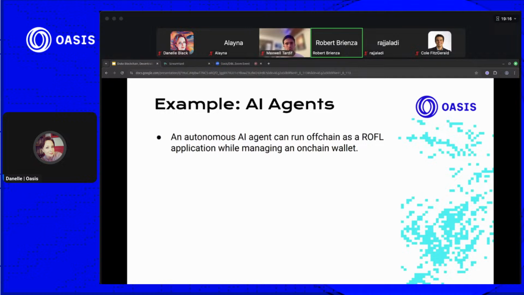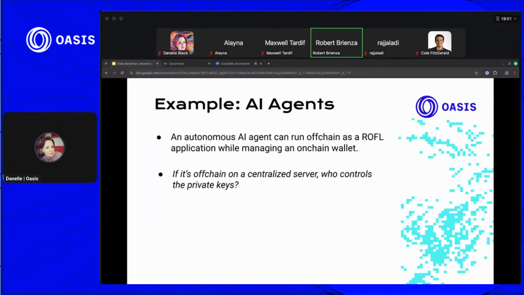So imagine that we have this autonomous AI agent, and it's running off-chain in a Raffle application. And at the same time, it's managing some on-chain wallet, some funds, maybe some Ethereum or something, USDC or whatever. Well, if it's running off-chain on a centralized server, then it begs the question, who controls the private keys? Because while the funds on-chain are on a decentralized blockchain, if only one person has control of the private keys, then it's just centralized control of that money. And at some point, you're kind of begging the question of what are we doing here?